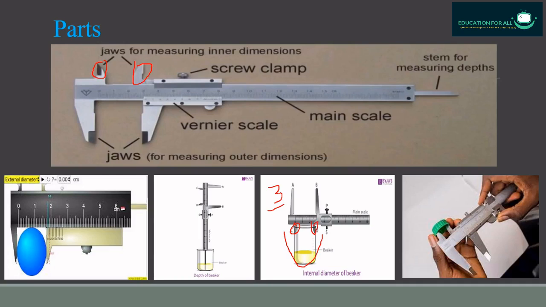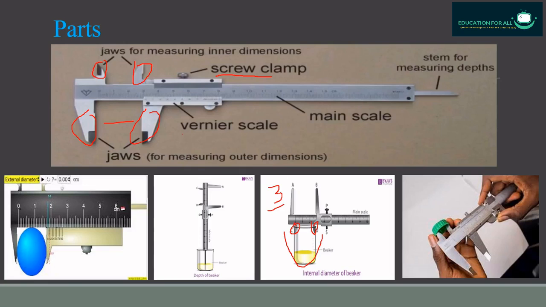Now come to this one, the screw clamp. When you place something here, then you can tighten it so that the jaws may not open more. These are the outer jaws. These outer jaws are used to measure the outer diameter, or the diameter of a sphere, or the diameter of any beaker, external diameter, outer diameter. These outer jaws will be used.